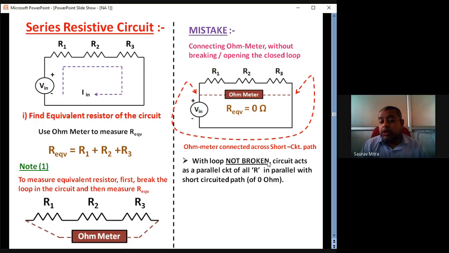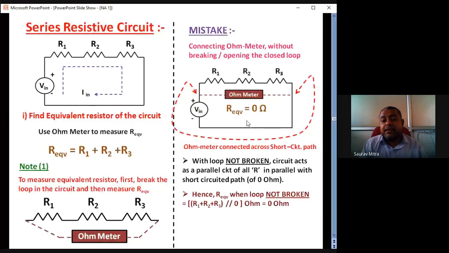So with loop not broken, the circuit acts as a parallel circuit of resistance R equivalent, R1, R2, R3, and a short circuit path. This short circuit path is having resistance of 0 ohm. So what is the parallel combination then? This is R1, R2, R3, that is R equivalent, and this is actually 0 ohm. So here R equivalent, when loop not broken, is equal to R1, R2, R3, that is 1570 parallel 0 ohm, and that will be equal to 0 ohm.